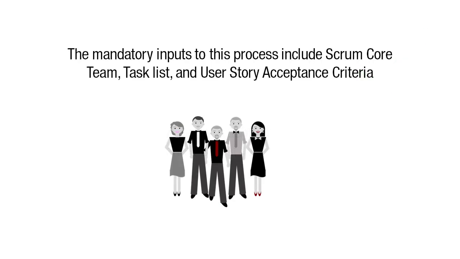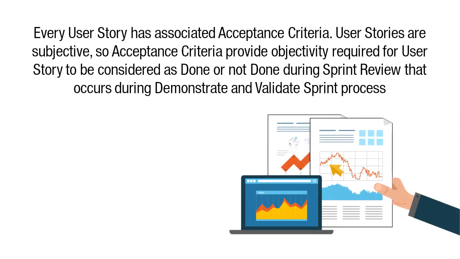The mandatory inputs to this process include Scrum Core Team, Task List, and User Story Acceptance Criteria. Scrum Core Team and Task List are discussed in our previous videos. Let us take a brief look at User Story Acceptance Criteria. Every user story has associated acceptance criteria. User stories are subjective, so the acceptance criteria provide the objectivity required for the user story to be considered as done or not done during the sprint review. That occurs during the demonstrate and validate sprint process.